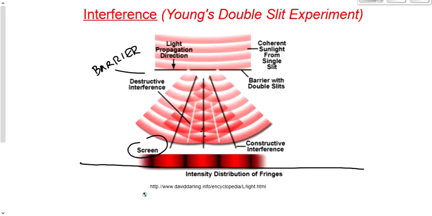Bigger crests and bigger troughs in the light. Brighter light. So that means on the screen, in that area of constructive interference right here, I'm going to get what we call a bright spot. You see that physically on the screen. You see that bright red spot.